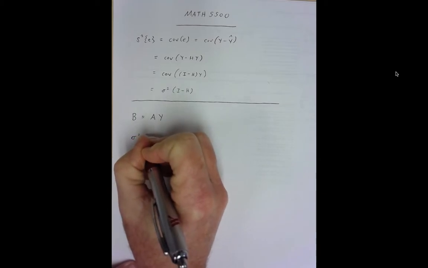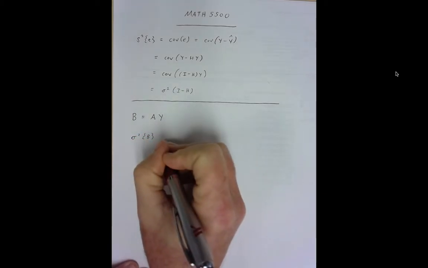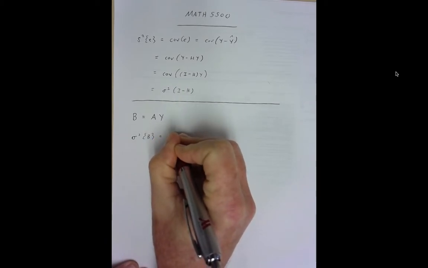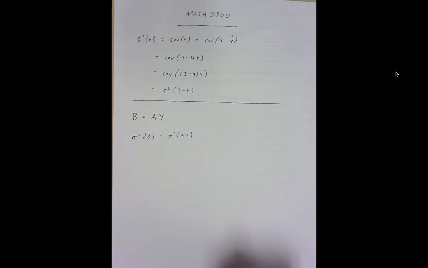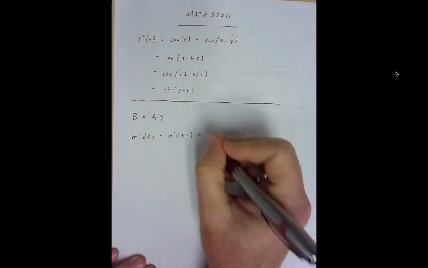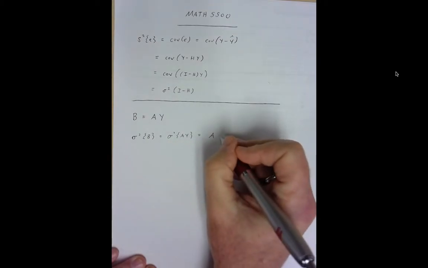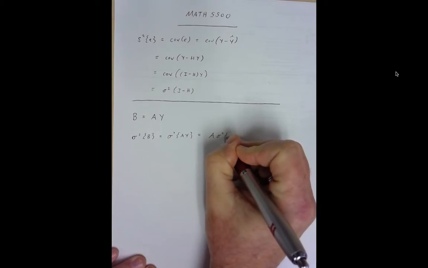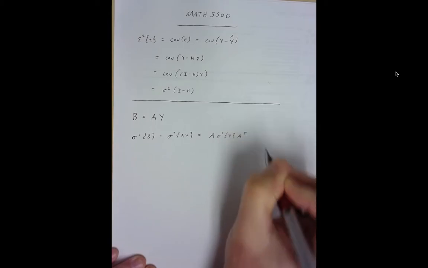So something that we know is that the covariance of this B matrix can be rewritten, obviously, as the product of A and Y. But something that I don't think is as obvious is that this can be rewritten as the A matrix times the covariance of Y times A transpose.